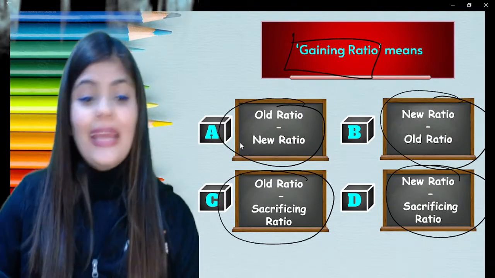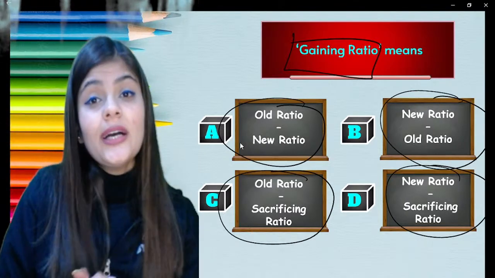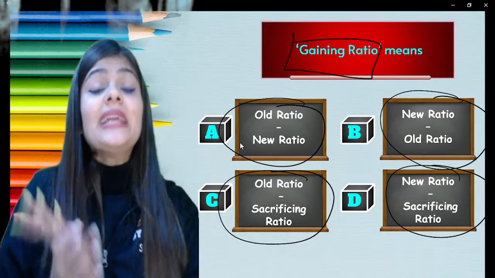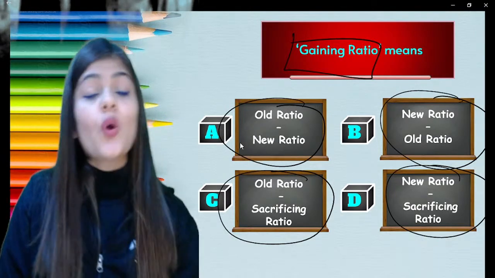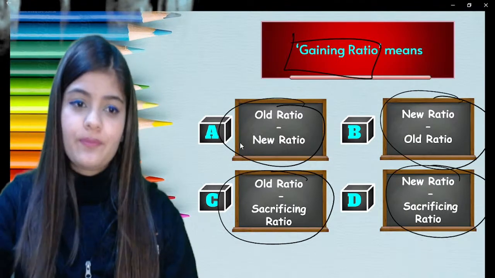Okay. Great, Dolphy and Shikha. Huge round of applause for both of you. You both have answered it correct. The answer is B, new ratio minus old ratio. From the new ratio, we will subtract the old ratio.